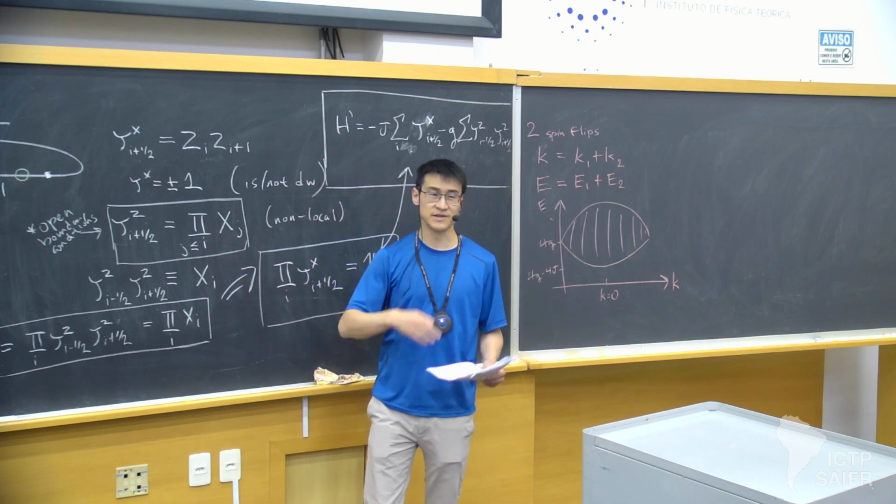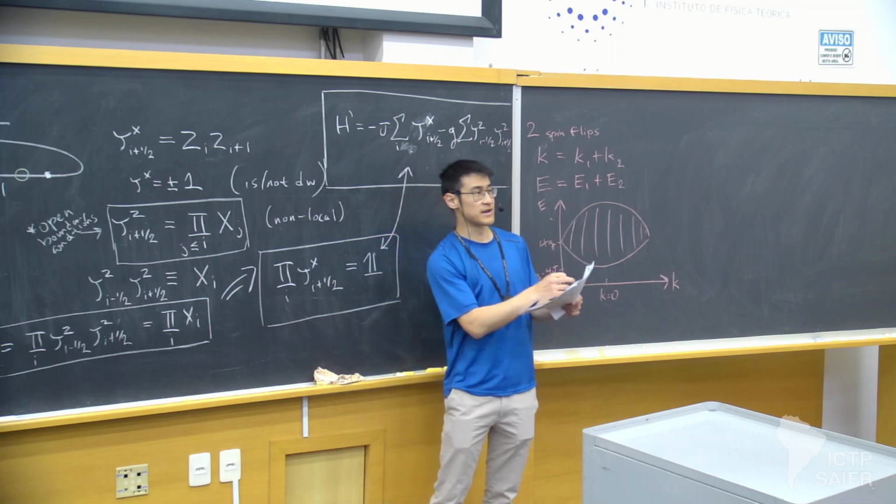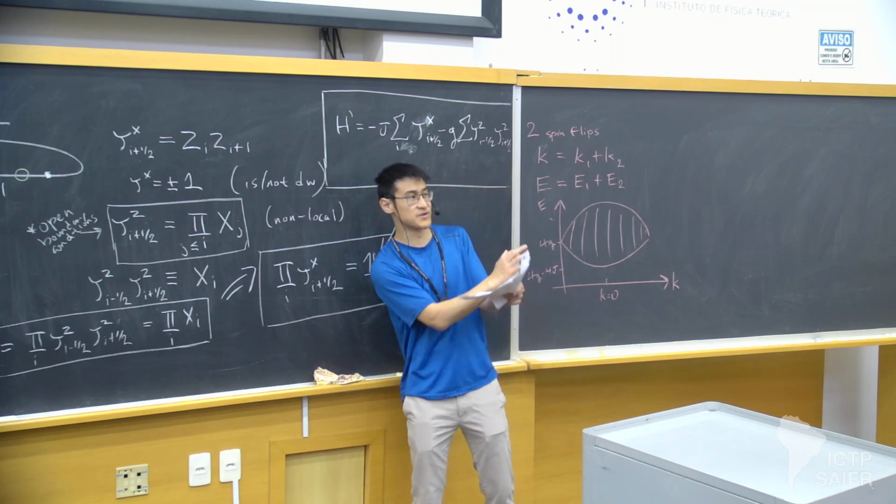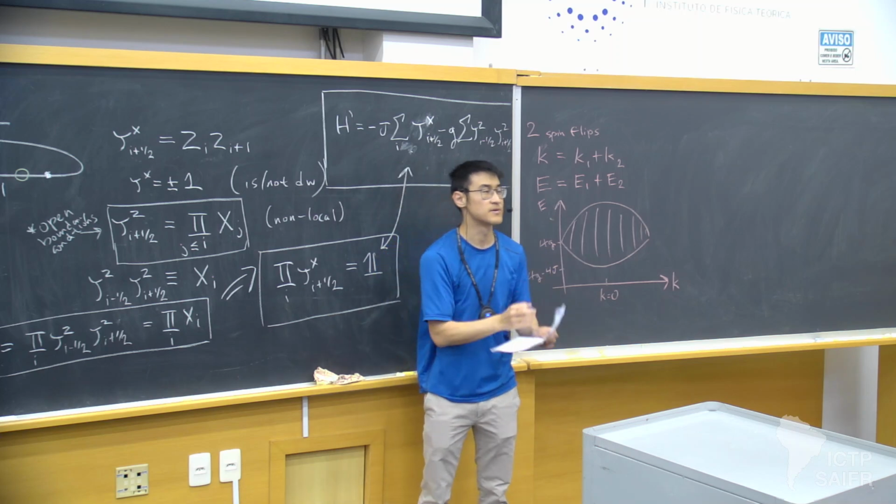With open boundary conditions, you can though, because now you can actually create a single domain wall, right? By flipping a bunch of spins up to an endpoint, right?